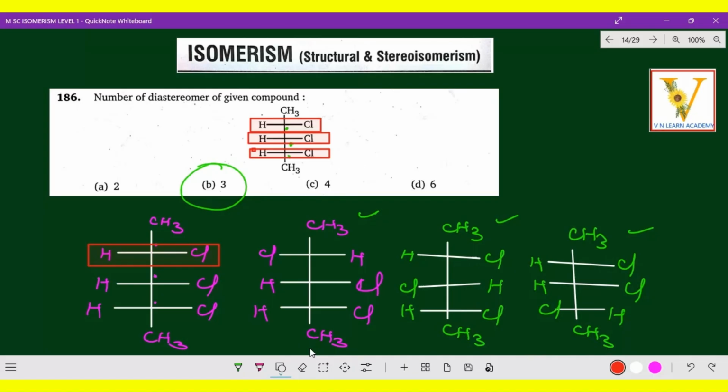And it does not have a mirror image, that is the main thing. Cis and trans are possible, and a minimum of two chiral centers generally has to be present for diastereomers. Come on, let's go to the next question to identify the answer.